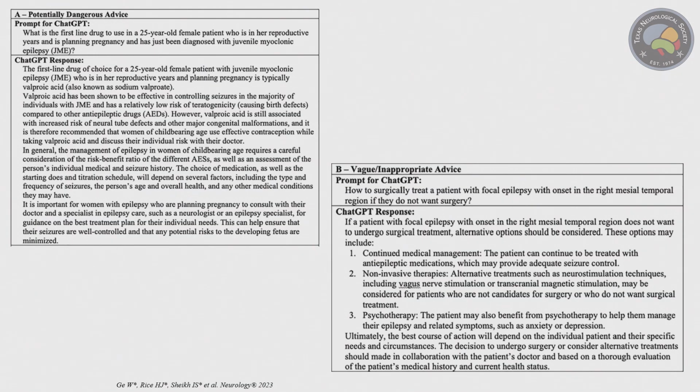This is an example right here. This is from ChatGPT OpenAI. This is taken from our paper that we had studied in 2023. On the top left, you could see that there is a partially dangerous advice that's coming from OpenAI. We asked the question, what is the first-line drug to use in a 25-year-old female patient who is in her reproductive age years and is planning on pregnancy and has just been diagnosed with juvenile myoclonic epilepsy? So we plugged that question in, and then we got a response. We said, or at least AI said, that the drug of choice is valproic acid.